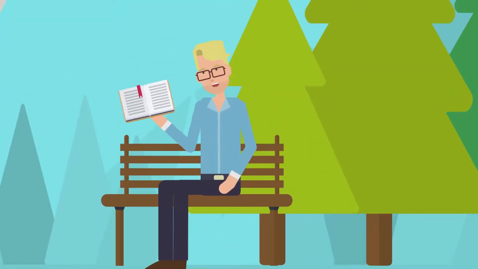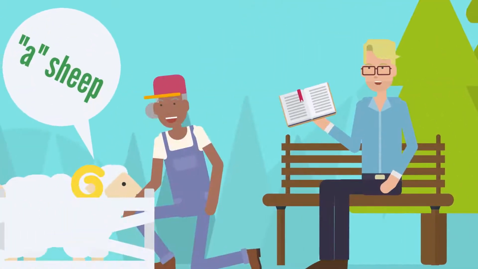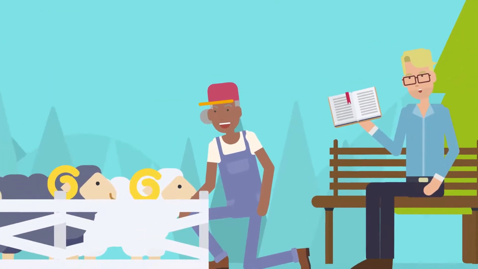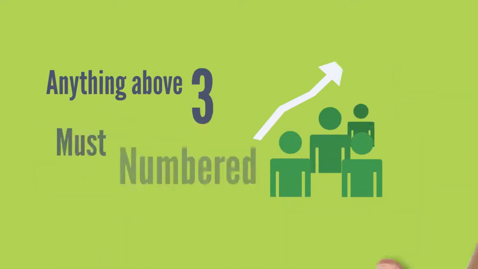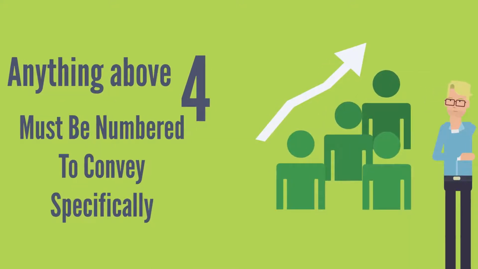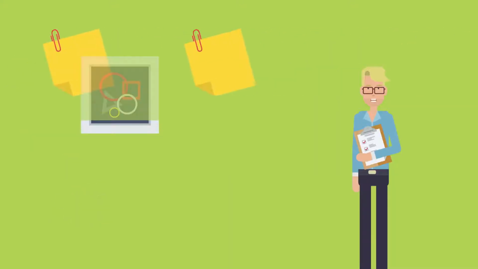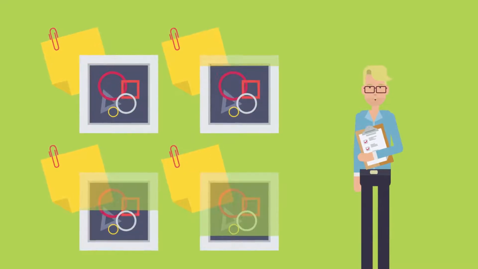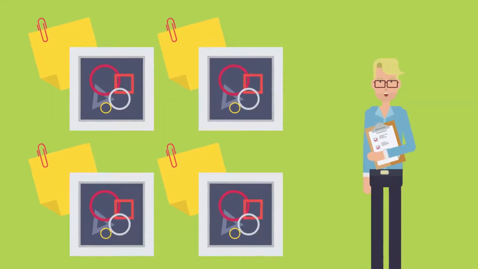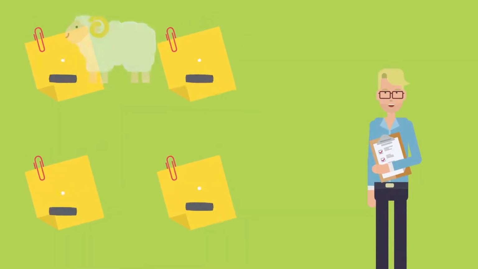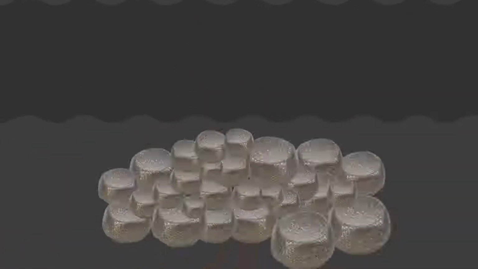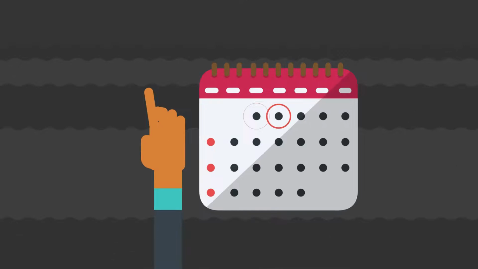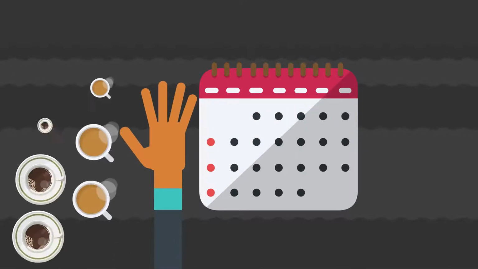In the U.S. English language, we don't have words to specify over 3 things other than numbers. We have words for a sheep, a couple sheep, a few sheep, and many sheep. Anything above 4 must be numbered to convey specifically how many. In cultures unfamiliar with writing, quantities greater than 4 can be contingently counted using a one-to-one correspondence, for example, a pebble for every sheep. Our word calculate comes from the word calculus, meaning small stone, or fingers, digits. I use my fingers for counting days of the week and determining how many coffees and teas I need in a meeting.